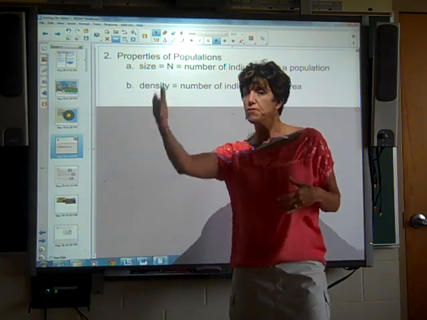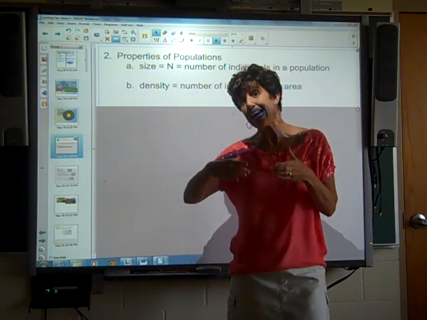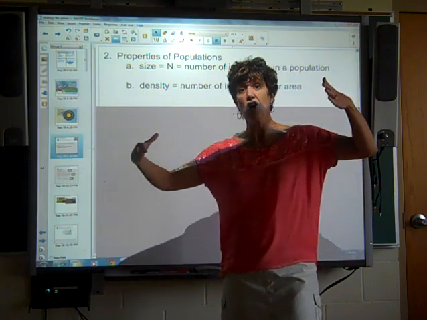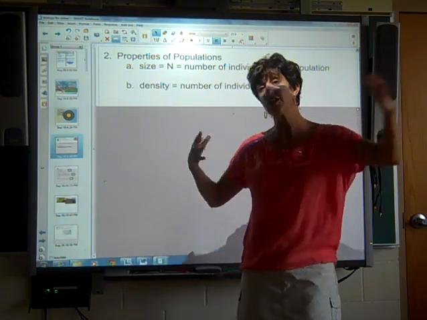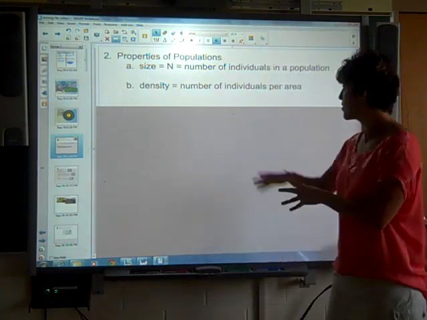The next one is density. Density means, well, if we have 3,000, what kind of a space are we talking about? 3,000 in an acre would be ridiculous. 3,000 in 500 acres or 5,000 acres, what is the amount of land that those squirrel occupy? So that is our density.